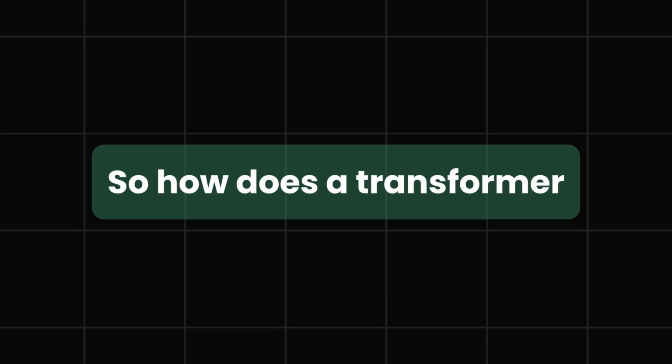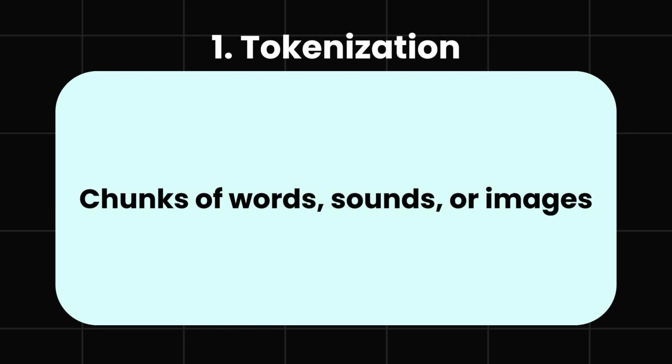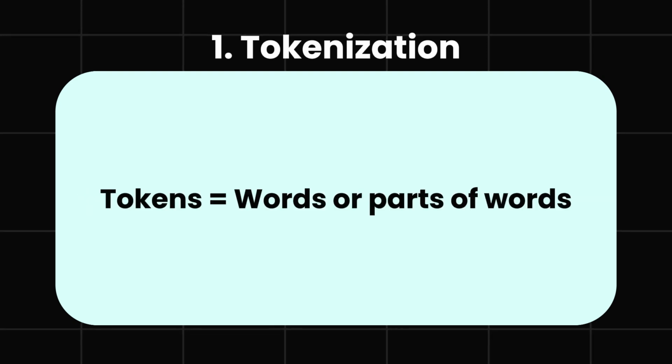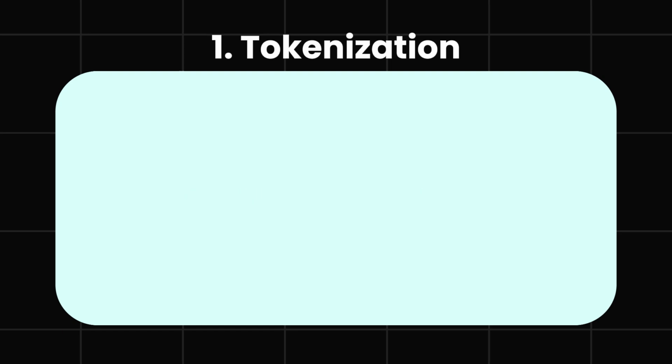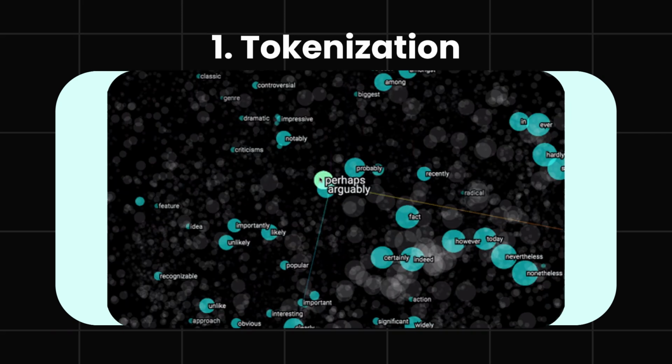So how does a transformer generate text? Number 1, tokenization. Everything starts by breaking input down into tokens. These are chunks of words, sounds, or images. For text, it could be whole words or even just parts of words. Each token is then turned into a vector, a list of numbers that captures its meaning. Imagine each word floating in a high-dimensional space, and similar words land close to each other in this space, as I'm going to talk about shortly.